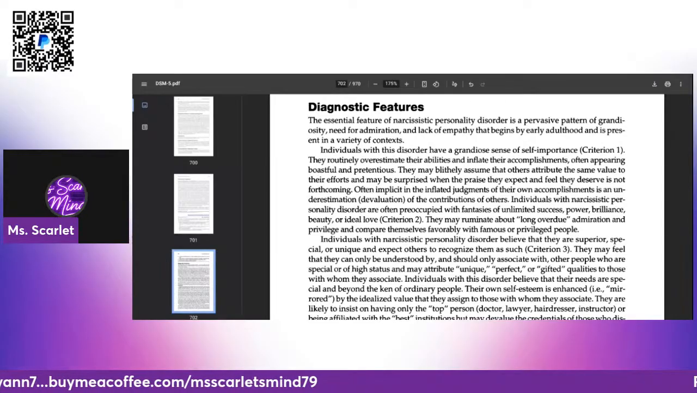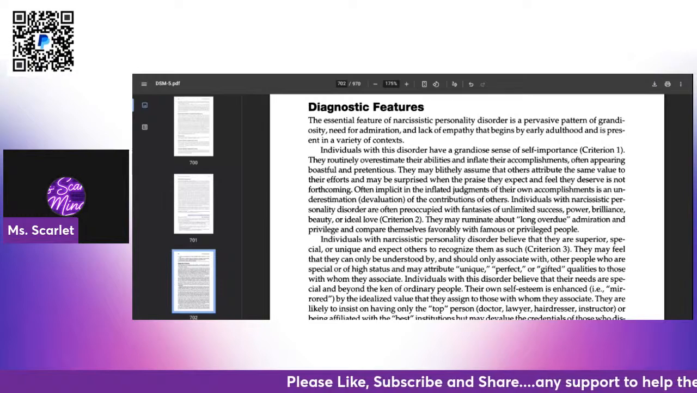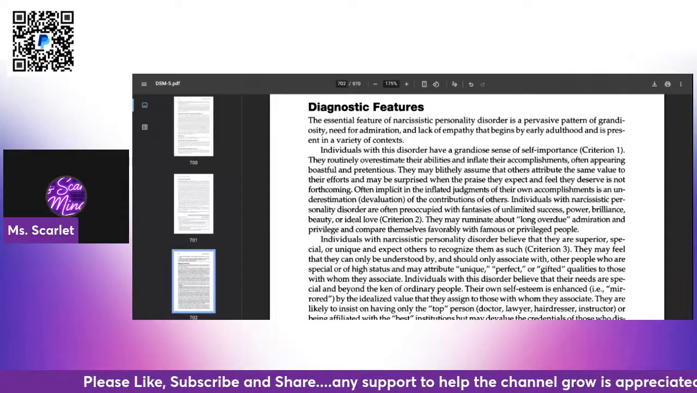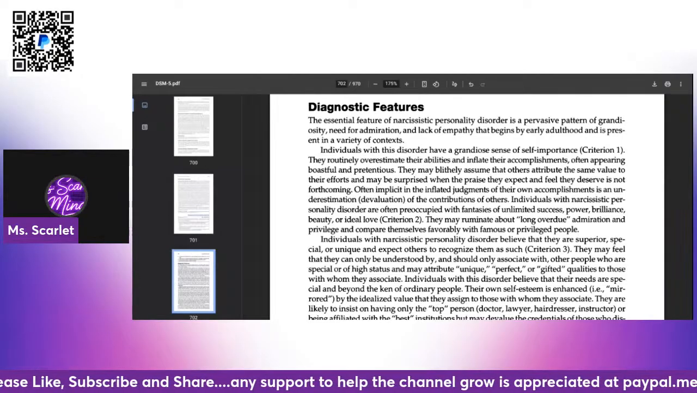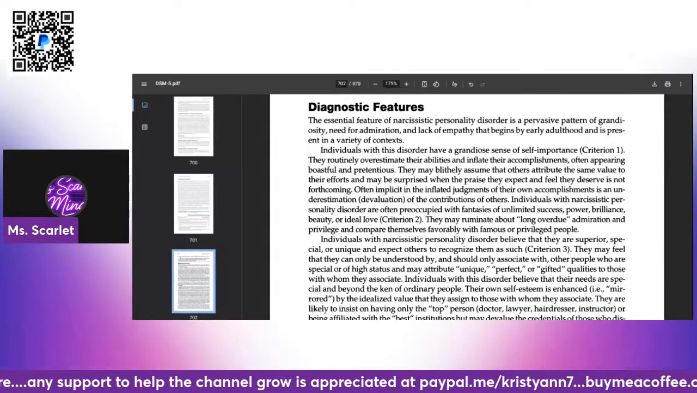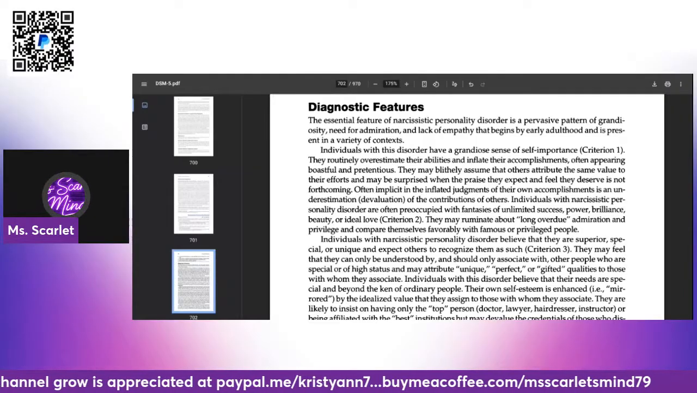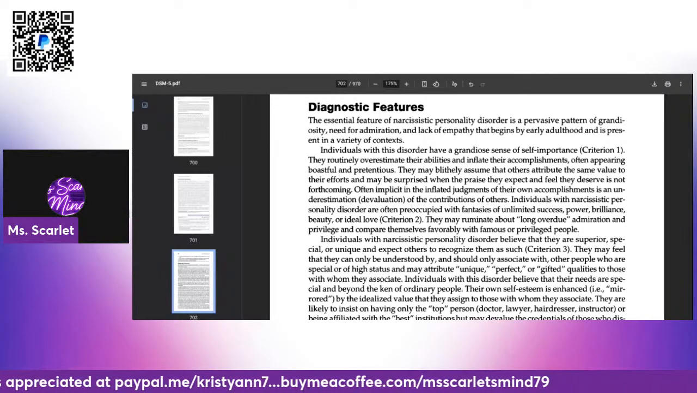Anyways, diagnostic features. The essential feature of narcissistic personality disorder is a pervasive pattern of grandiosity, need for admiration, and lack of empathy that begins by early adulthood and is present in a variety of contexts. Individuals with this disorder have a grandiose sense of self-importance. They routinely overestimate their abilities and inflate their accomplishments, often appearing boastful and pretentious. They may blithely assume that others attribute the same value to their efforts and may be surprised when the praise they expect and feel they deserve is not forthcoming.